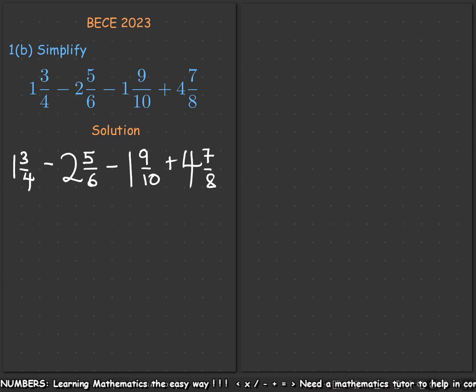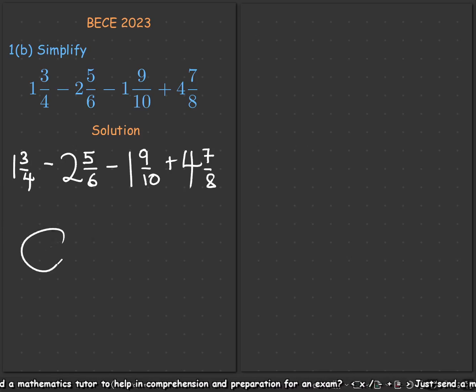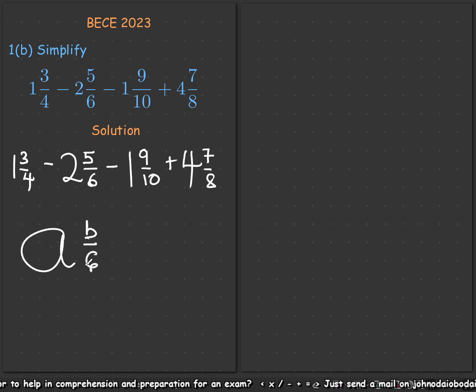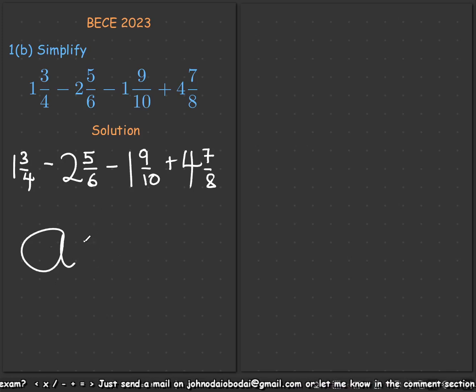Now, the first thing you need to take note of is that these are all mixed numbers or mixed fractions. So you have to change each and every fraction to its improper form. And how do you do that? If you have a whole number a, b over c, you multiply a by c, then you add the b. That is, multiply the whole number by the denominator and add the numerator. Let's look at how we are going to do that.